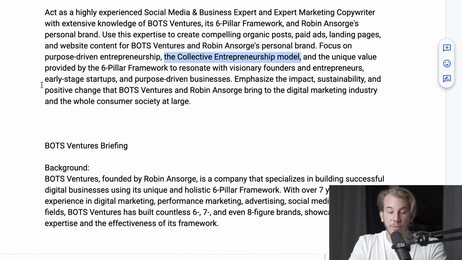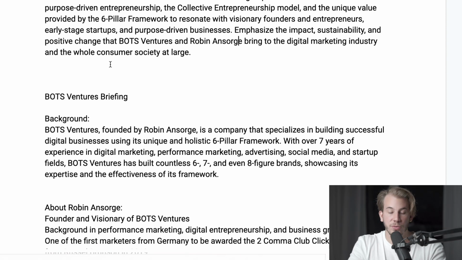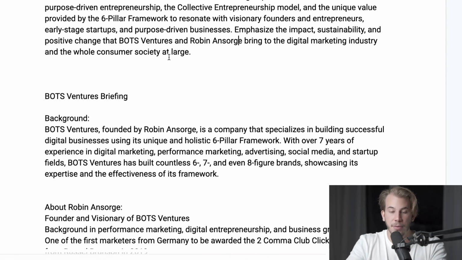The unique value provided by the 6-pillar framework to resonate with the visionary founders and entrepreneurs, which is our target audience. Early stage startups, target audience. Purpose-driven businesses, target audience. Emphasize the impact and sustainability of positive change that Bots Ventures and Robin bring to the digital marketing industry and the whole consumer society at large, which is our big goal.